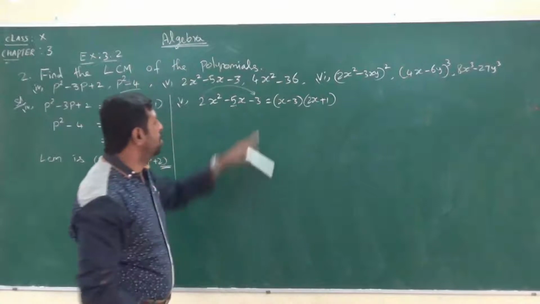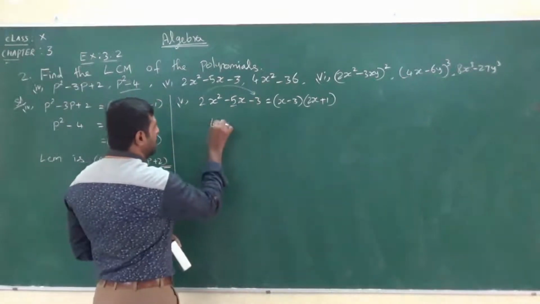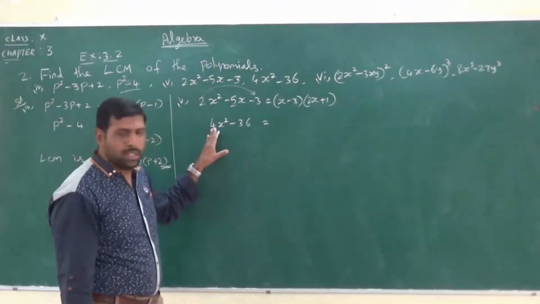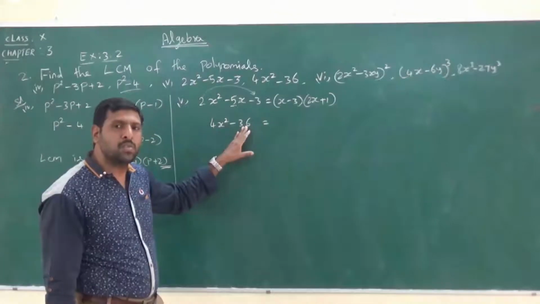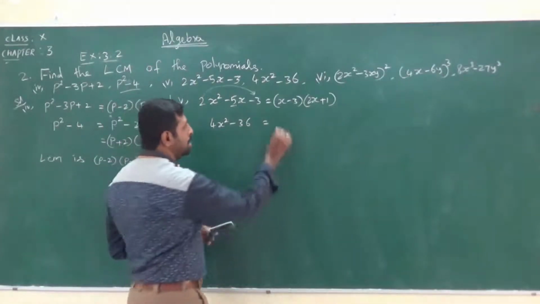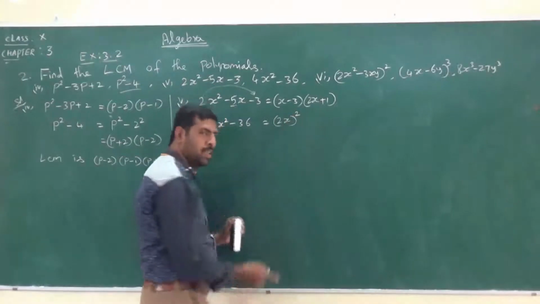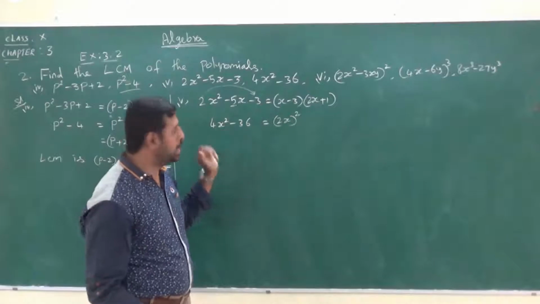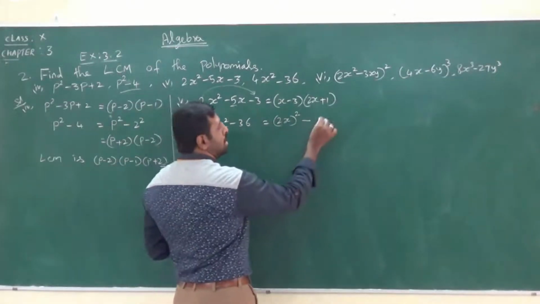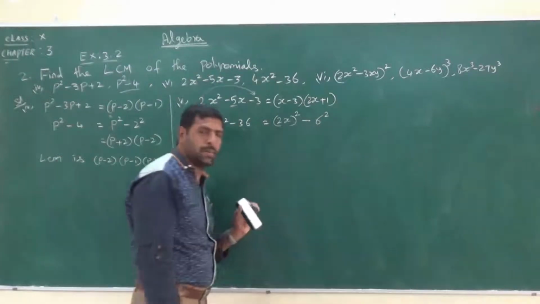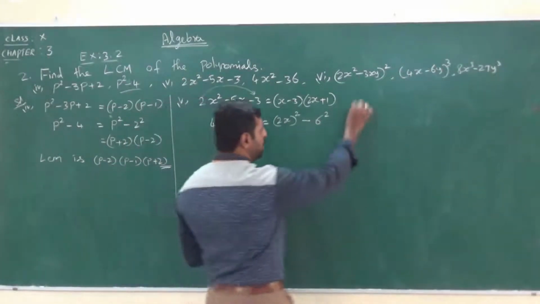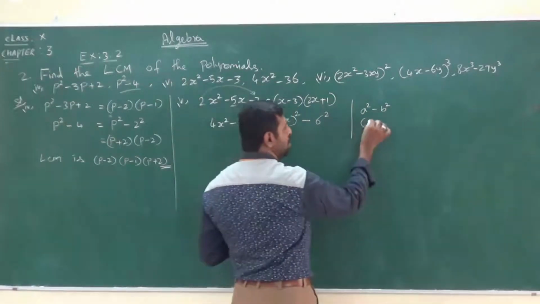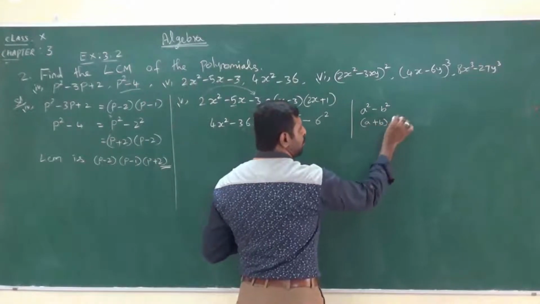And then next, 4x square minus 36 is given. See, the 4 is a perfect square number and 36 is also a perfect square number. Let me rearrange this in the form of 2x whole square. If you square this term, 2 square is 4, x square is x square, 4x square. And 36 can be written as 6 square. Now the given term is in the form of a square minus b square, so we have the formula a plus b and a minus b.